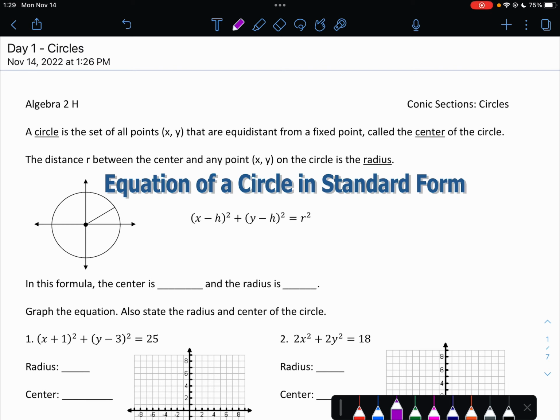This is our opener of the conic sections chapter. Okay, so first of all, what is a circle? A circle is a set of all points x, y that are equidistant from a fixed point, and that point is called the center. And the distance, of course, is called the radius. So here is an equation of a circle in centered form.